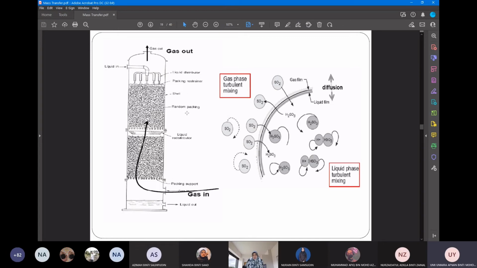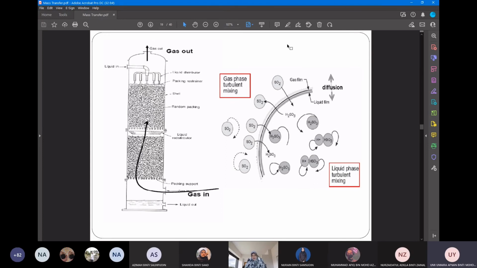Liquid is always fed at the top of the column. Gas will be fed from the bottom of the column. The liquid flows from top to bottom due to gravity. The feed gas is fed at the bottom of the column. It flows randomly in the column because of gas kinetics, they move randomly.